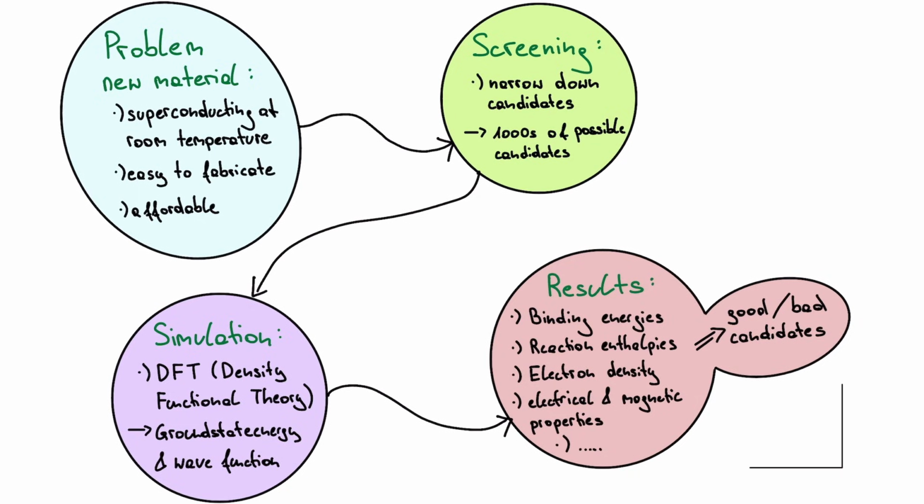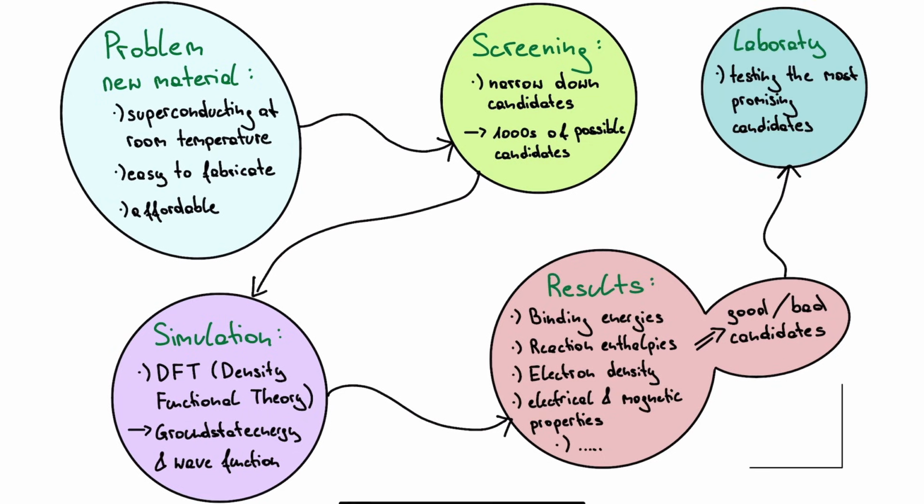We have to do these calculations for thousands of candidates. From that large set, if a few candidates produce good parameters and look promising, we can then move to the lab. Try to synthesize them and see whether their real behavior matches what the simulations suggested.